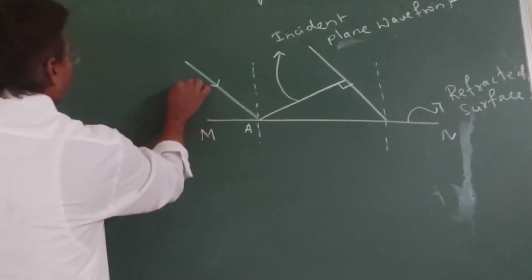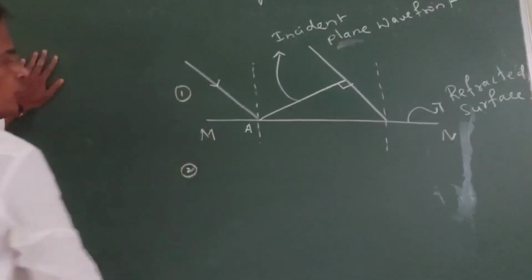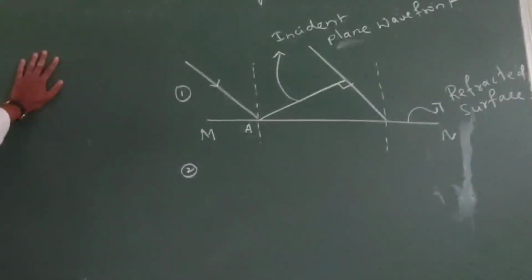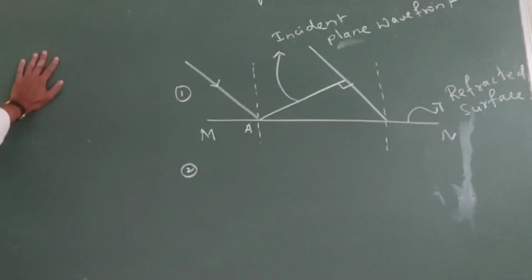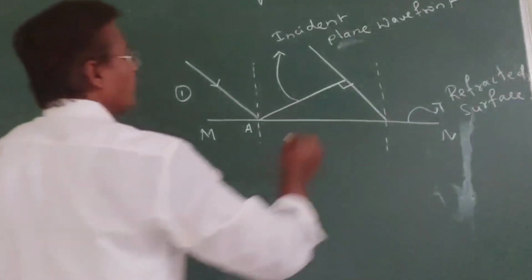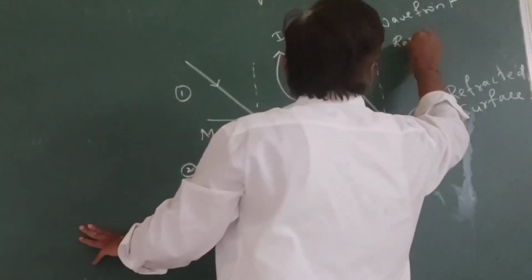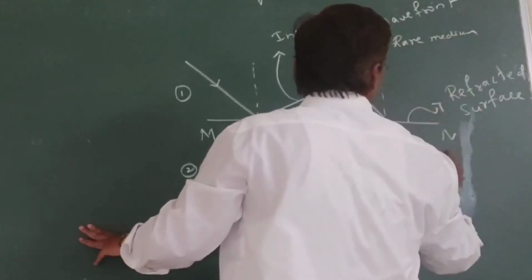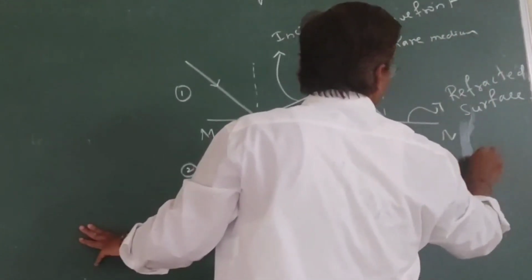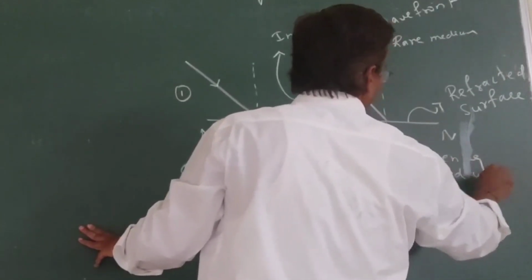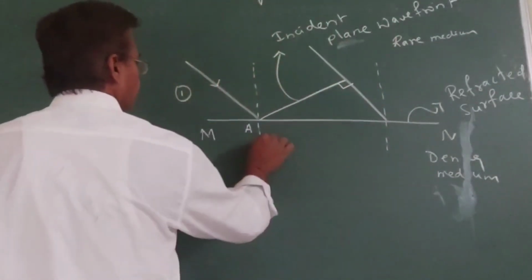So as we know, when a ray travels from one medium to another medium, this is medium 1, this is medium 2. When it is traveling from one medium to another medium, the ray will be bent towards the normal. When a ray travels from rarer medium to the denser medium, this we consider as the rarer medium, and this is the denser medium.